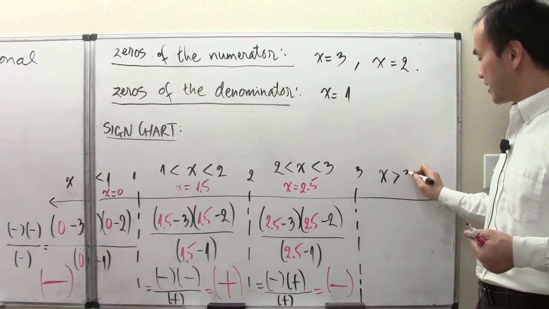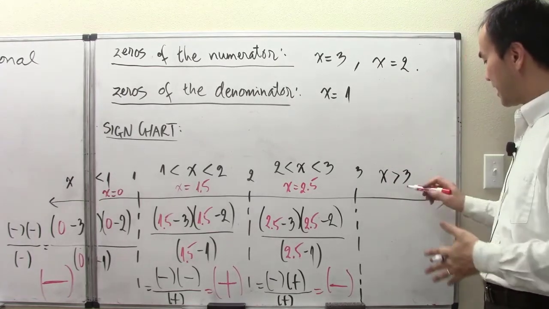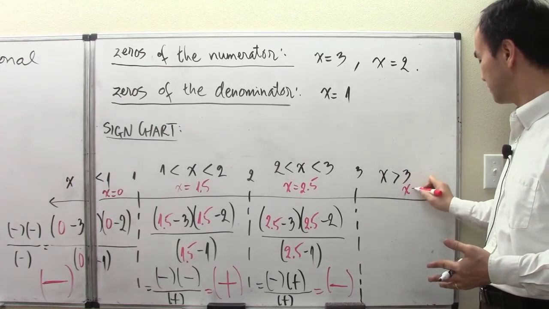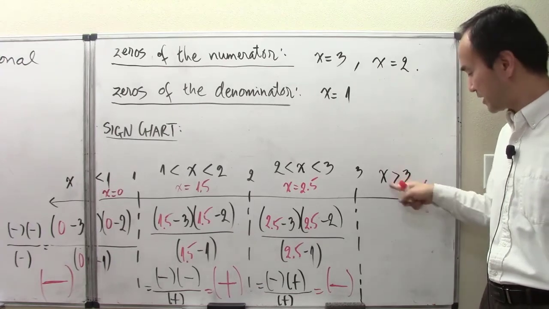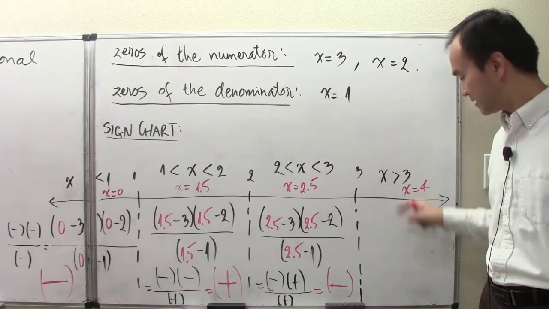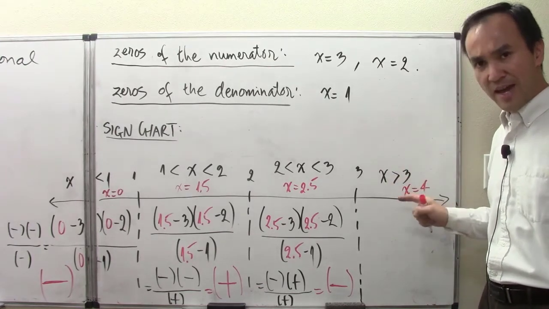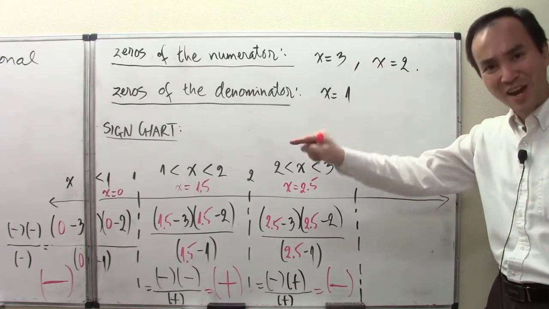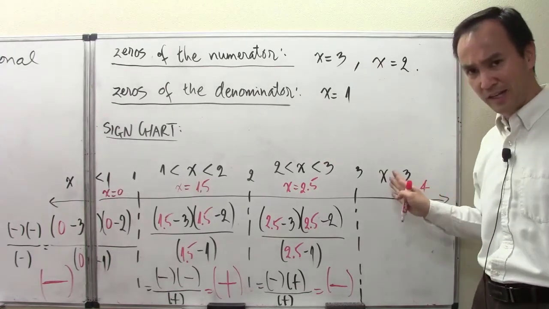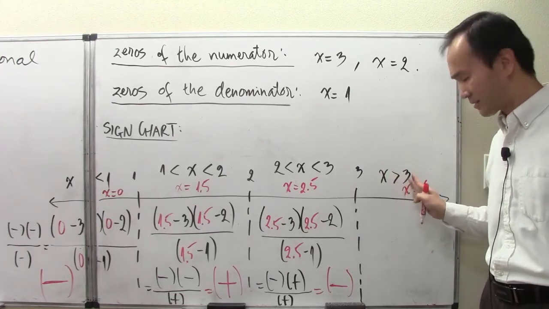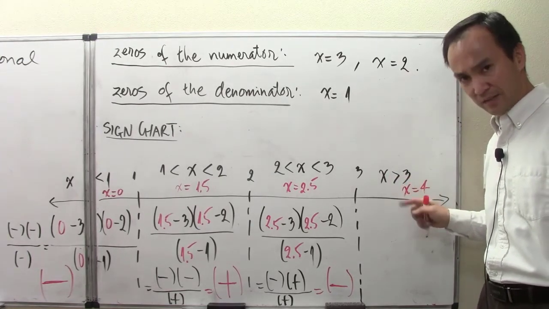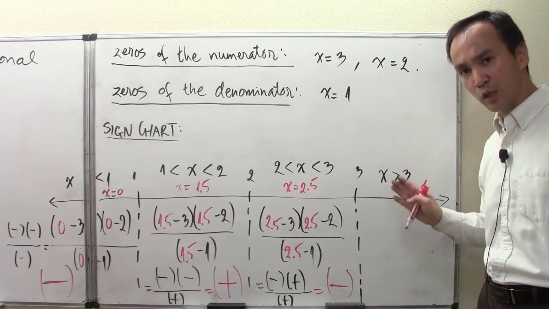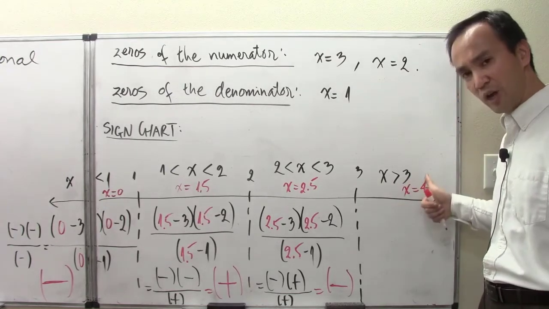x greater than 3 is this interval. I can pick x equals 4, but that's just what I picked. You can pick a different value as long as it satisfies the requirement of being greater than 3 and is also compliant with the domain requirements. Is x equals 4 aside from x equals 1? Yes, it is. It's not violating the exclusion of x equals 1. So now we're good to go with that.